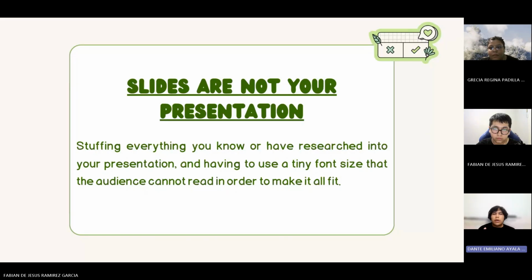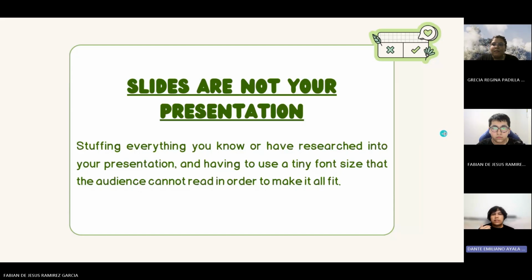All right. So now we're going to start with the first one, the most representative on the previous slide. And this is: the slides are not your presentation. Basically, stuffing everything you know or have researched into your presentation and having to use a tiny font size that the audience cannot read in order to make it fit.